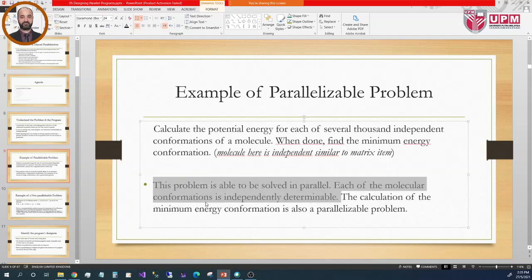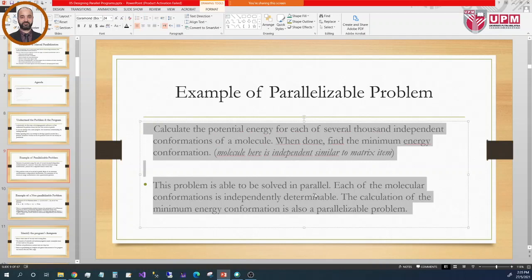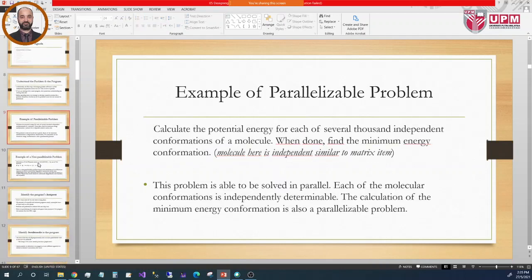So if each molecular conformation is independently determinable, that means we can independently calculate the molecular conformations concurrently. Okay, so the calculation of the minimum energy conformation is also a parallelizable problem. So this problem actually is parallelizable. Okay? Is that clear, guys?